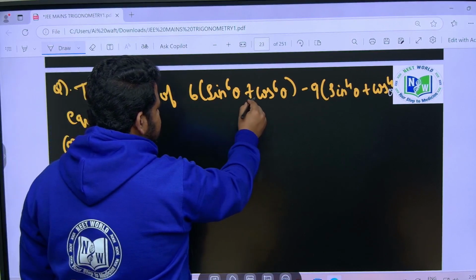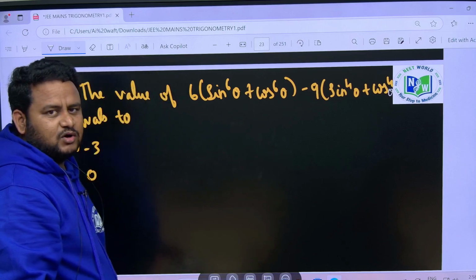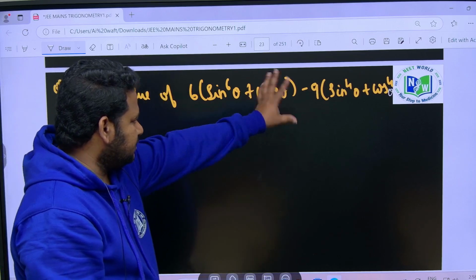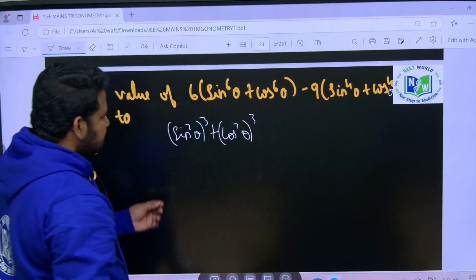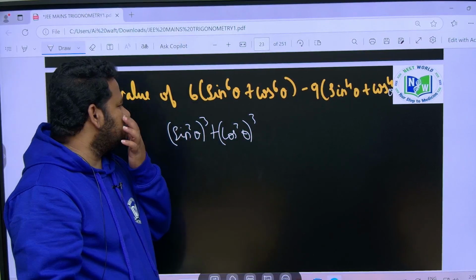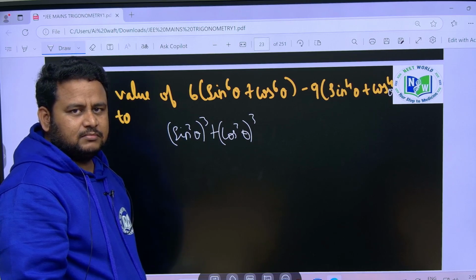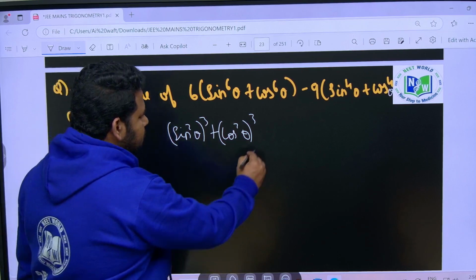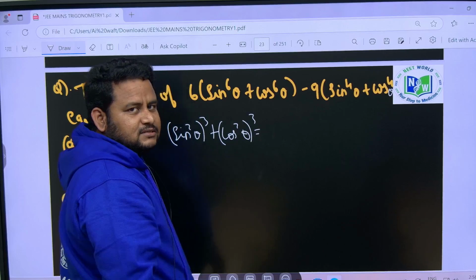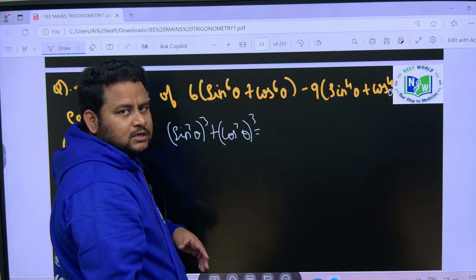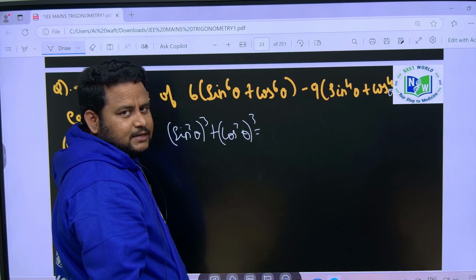So sin to the power of 6 theta plus cos to the power of 6 theta, I can write as sin square theta whole cube plus cos square theta whole cube. Both should be written in similar terms. This is a cube plus b cube. A cube plus b cube is equal to a plus b whole cube minus 3ab into a plus b.